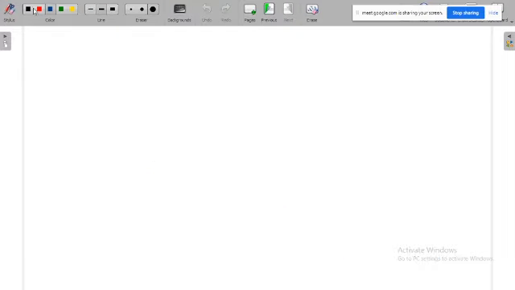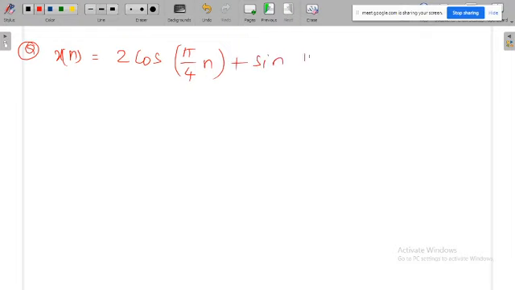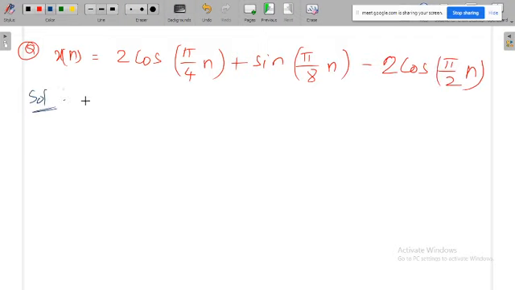Okay, next question. x of n is equal to 2 cos pi by 4 n sin pi by 8 n minus 2 cos pi by 2 n. What is the solution? What is the period of this signal?